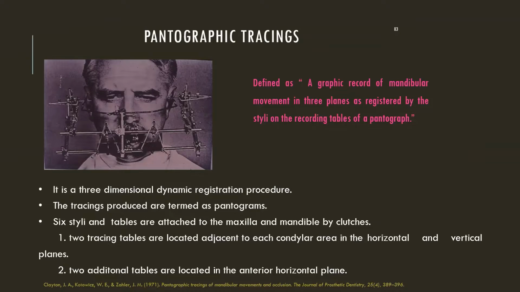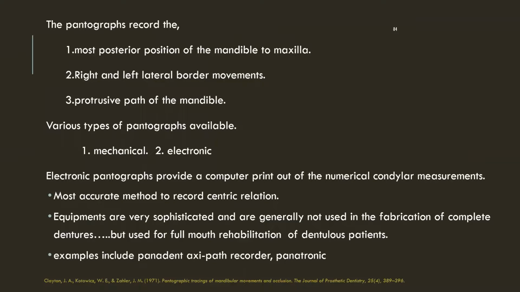So it is a 3-dimensional dynamic registration procedure, and there are 6 styli and tables that are attached to the maxilla and mandible by clutches. There are 2 tracing tables that are located adjacent to the condylar area, and 2 additional tables that are located in the anterior horizontal plane. So the pantographs record the most posterior position of the mandible to the maxilla, the right and left border movements, and the protrusive path of the mandible.